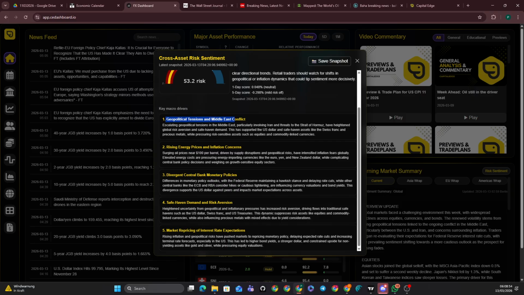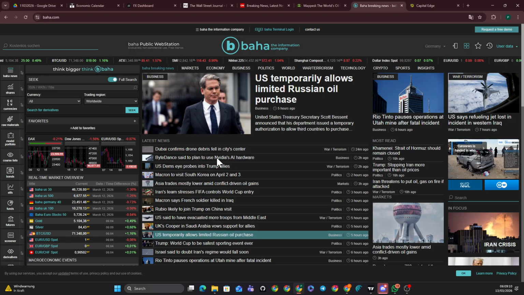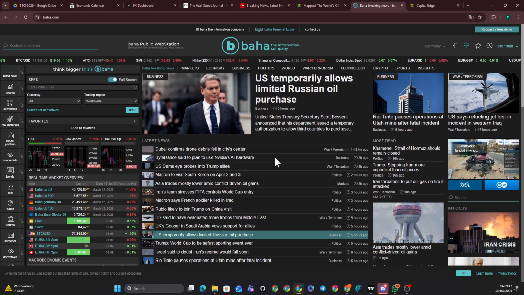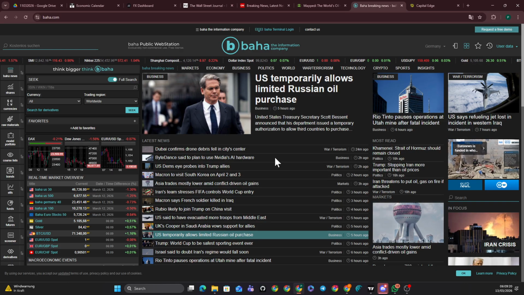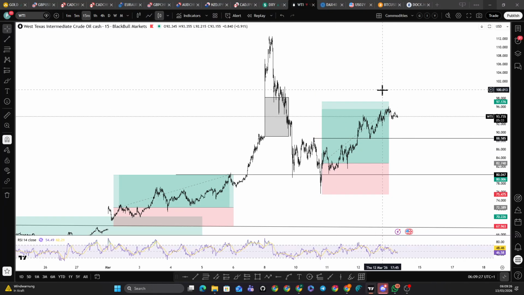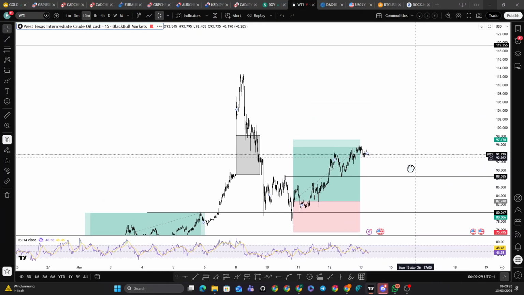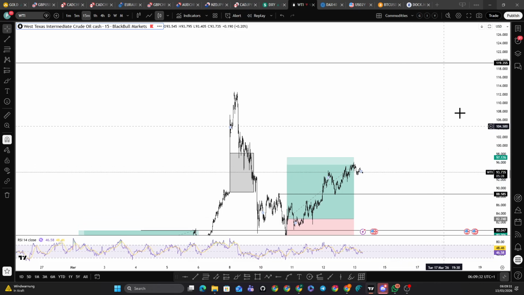First, geopolitical tension and the Middle East conflicts. Escalating geopolitical tensions in the Middle East, particularly involving Iran. So this is basically about the war happening in the Middle East, the Israel-US joint attack on Iran. We don't see any clear signs of de-escalation in this war scenario. So my personal takeaway from this scenario is that I will continue seeing oil prices getting higher.